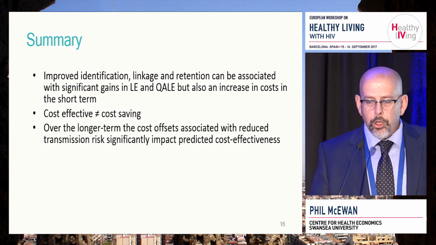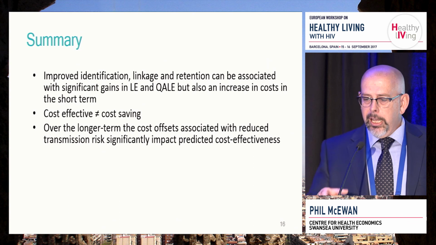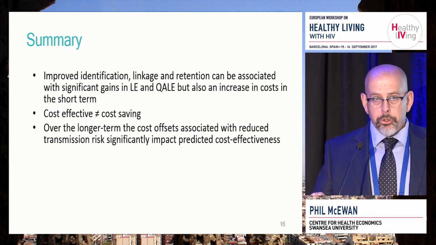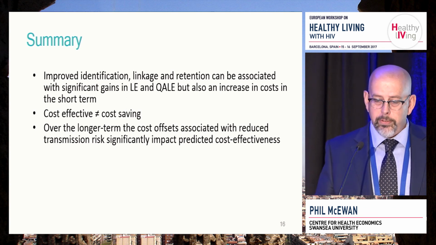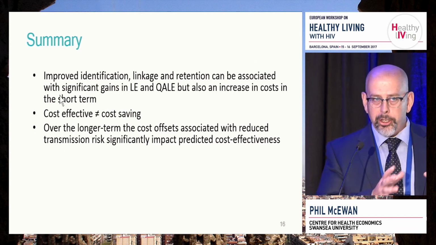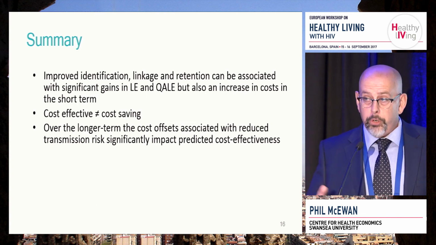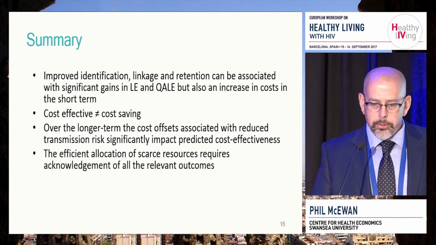Over the longer term, the cost offsets associated with reduced transmission risk significantly impact predicted cost effectiveness. And I guess this is the rub. The more people you treat, the more cost effective it becomes to treat them. Likewise, the more you screen and the more you treat, the more cost effective. And I think the converse is true. By embarking on a very expensive screening program and then not treating people or not retaining them is where the most inefficient resource use lies.